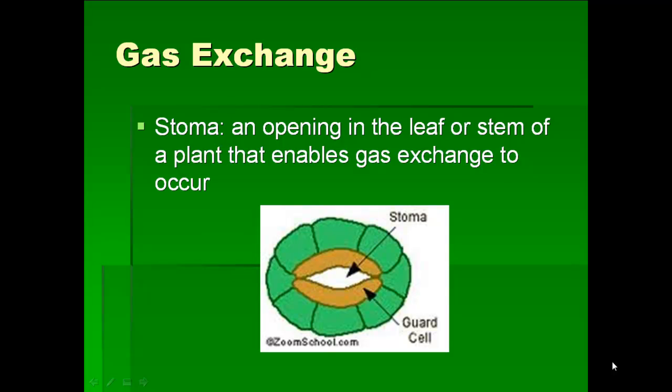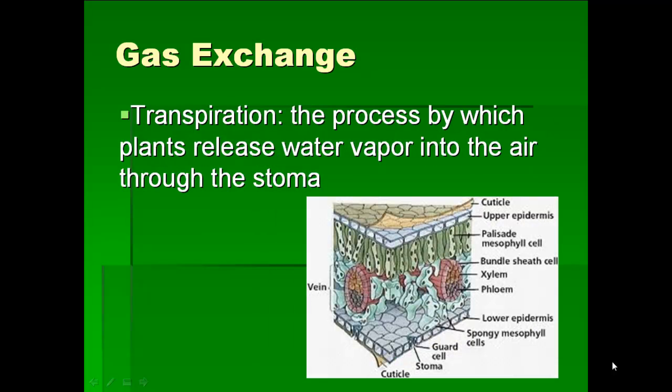The guard cells act like double doors by opening and closing the stoma. When light is available for photosynthesis, the stomata are usually open. At night, they close to conserve water. When stomata are open, the carbon dioxide enters the leaf. The oxygen and water vapor produced during photosynthesis is also released through the stomata. The loss of water vapor through the leaves is called transpiration.